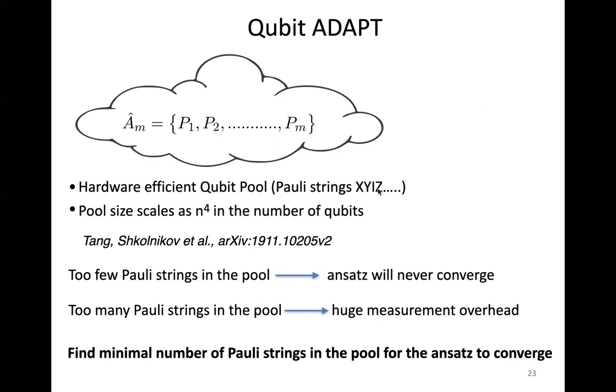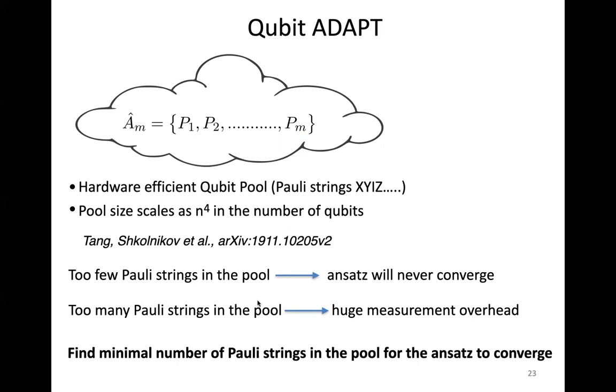So this is a more hardware efficient pool, but still, because we constructed it from fermionic ADAPT, it still scales as n to the 4. And here is where my challenge comes. So imagine that we would like to decrease this number. Then if we take too few operators in this pool, the ansatz will never converge, because we will not be able to explore enough of the Hilbert space to come close to the ground state of the system.